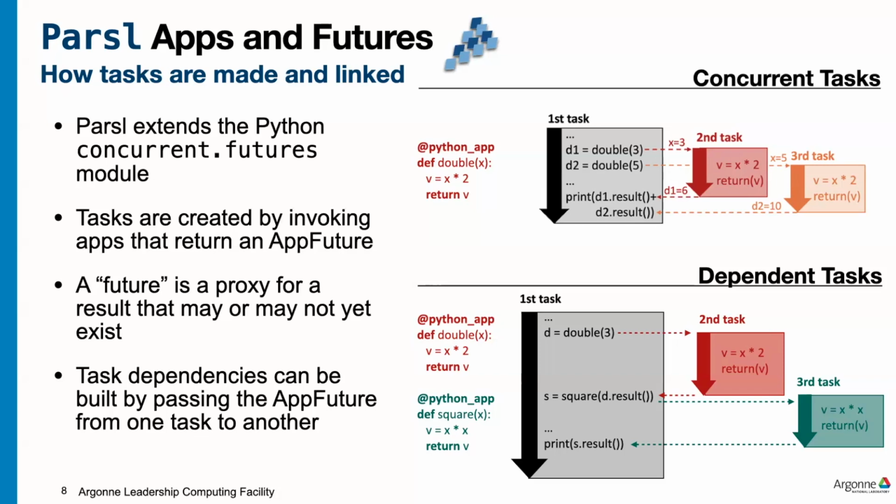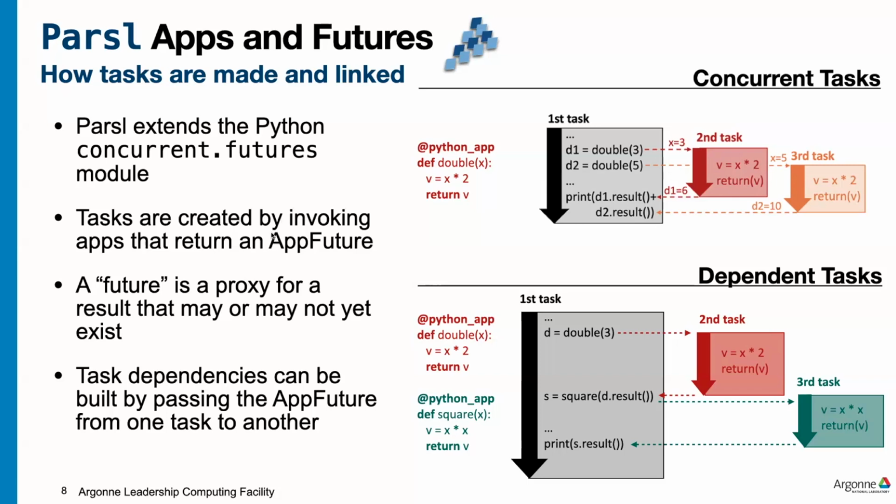In the background, under the hood, Parcel goes out, looks at how it's configured, and assigns your task to run on some hardware somewhere in your job. Once that task is run and completed, the future is fulfilled and you get your result back. That's how you can build up workflows, by creating these futures and linking them together. You can run just a simple bag of tasks, but you can also create dependencies.